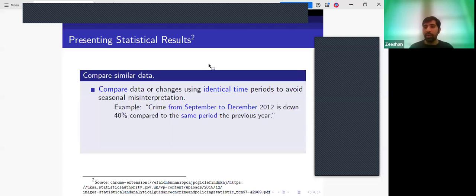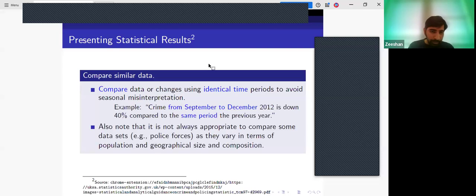And likewise, if you are going to explain a seasonal variation of a specific variable, then you have to pick the same month. The same goes if you are studying weeks or days or holidays. You should keep these things in mind to avoid seasonal misinterpretations.